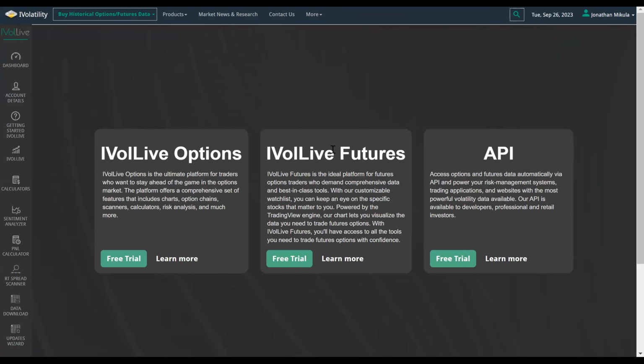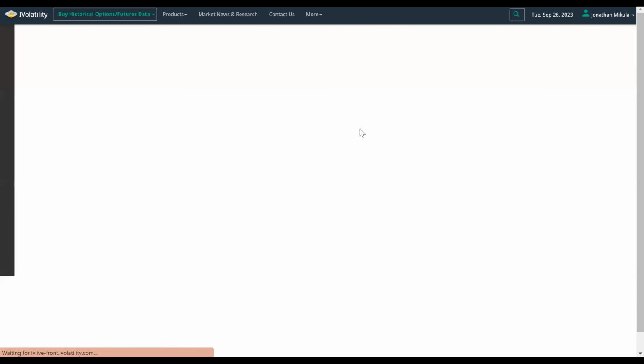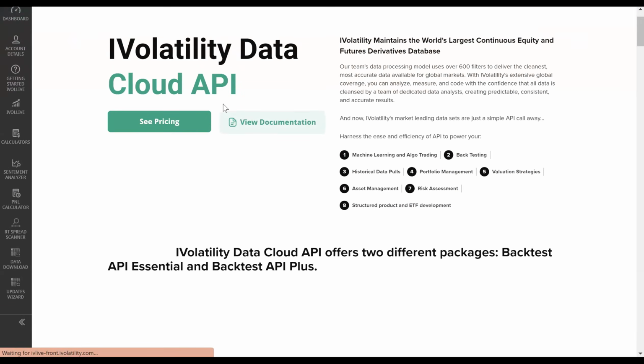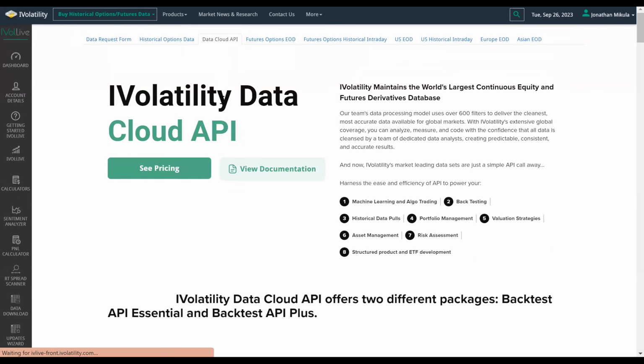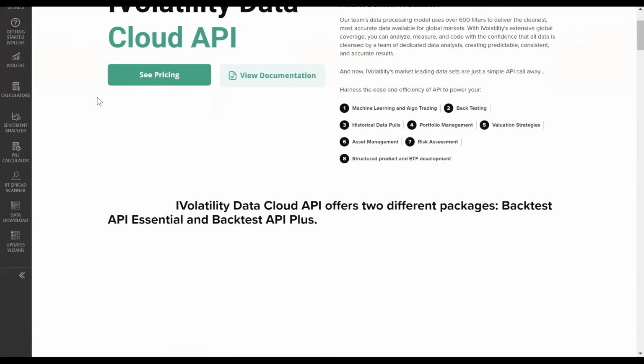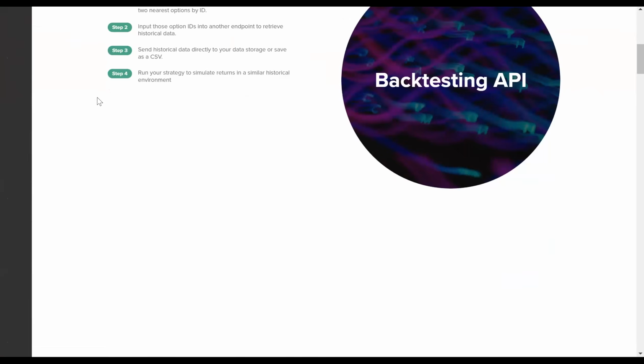Here's IVolLive Futures if you like trading futures. And then here is our API. So the API product is great if you want to do a lot of back testing. I like to use our API product to get all my historical data, do my back testing, and then I like to use IVolLive to help design my trades, like what I just did today for Cisco.